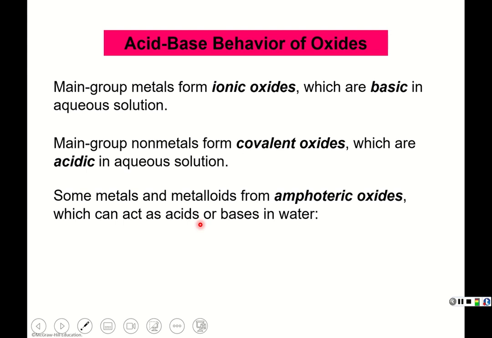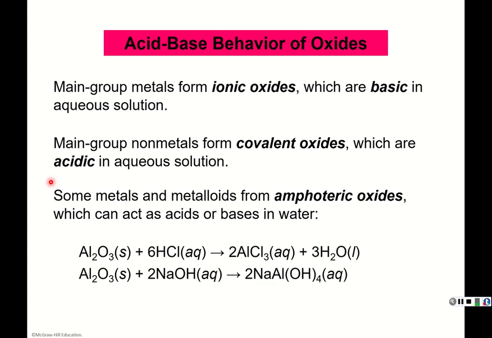Some metals and metalloids, and that's kind of where we are. We're right around in this group. There's that metal-nonmetal line, so we're right there with the metalloids. They have oxides that have amphoteric behavior, and amphoteric means they can act as a base or an acid. So here, aluminum oxide, when it reacts with an acid like HCl, can act like a base. When it reacts with sodium hydroxide, it can act as an acid would.